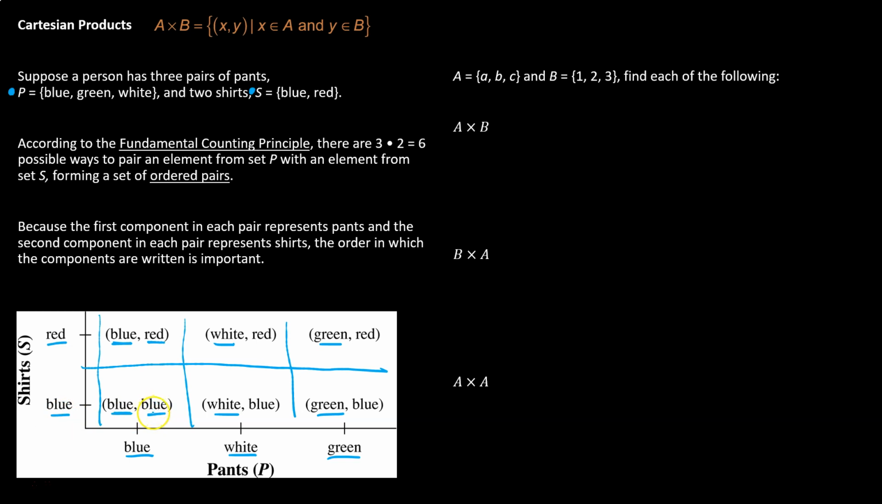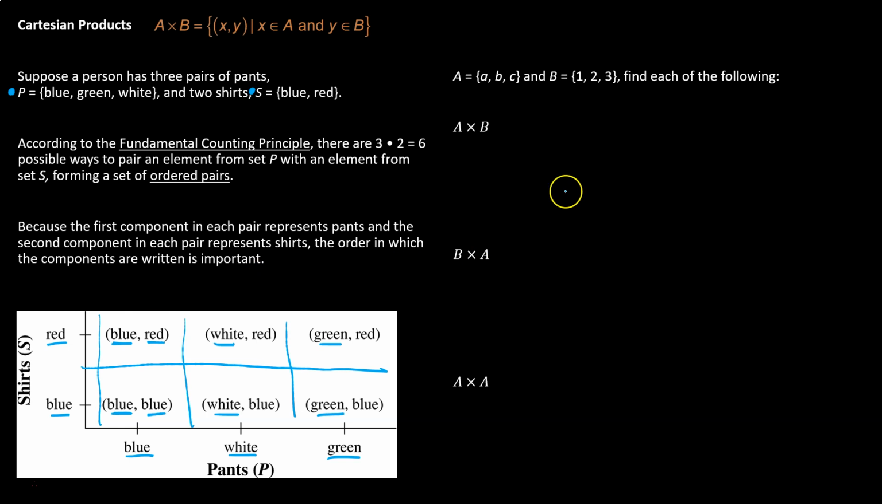It's really important that we keep those orders straight because the first element tells me what kind of pants to wear. The second element tells me what kind of shirt to wear. So if I don't have a red pair of pants, but you wrote something like red, blue, I'll be at a loss. I do have a blue shirt, so that part's fine, but I don't have red pants, so putting red first would be incorrect.